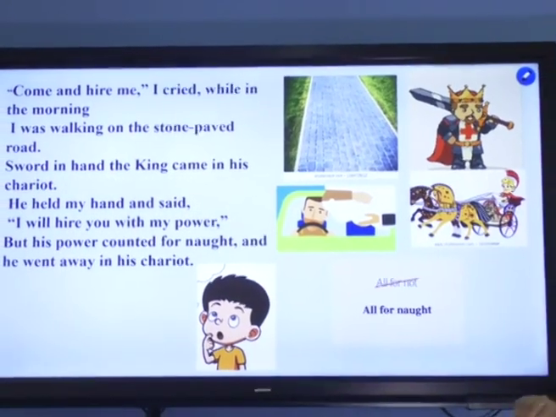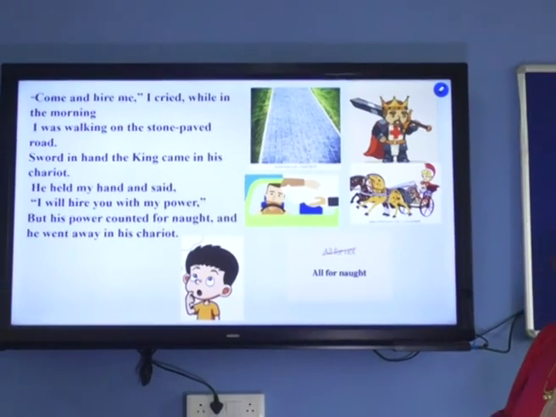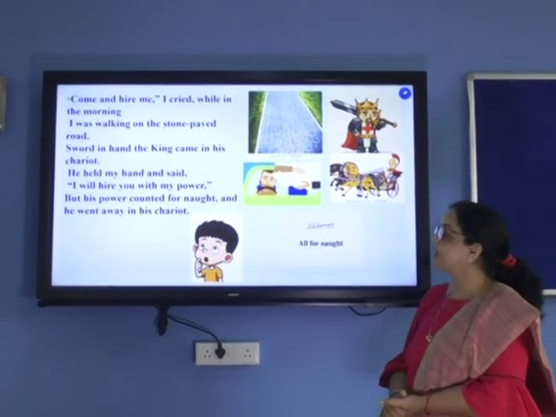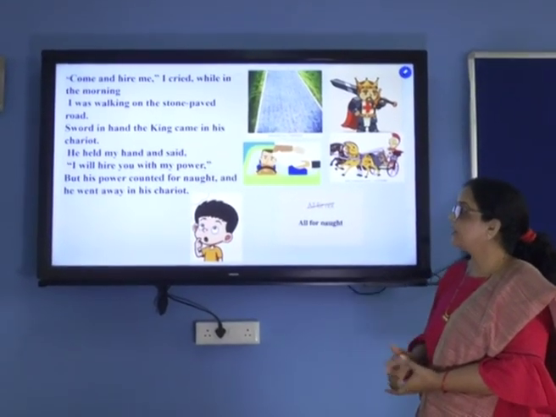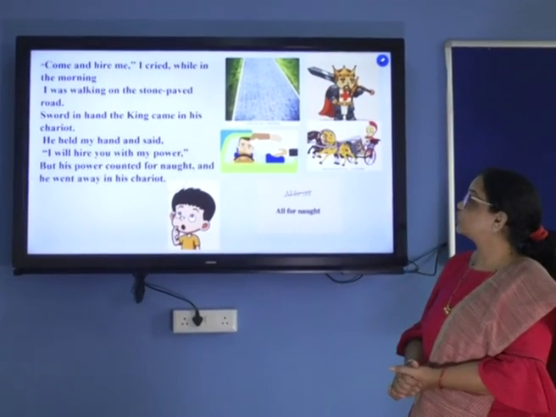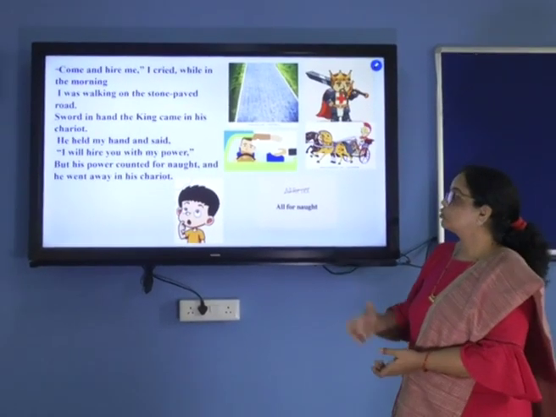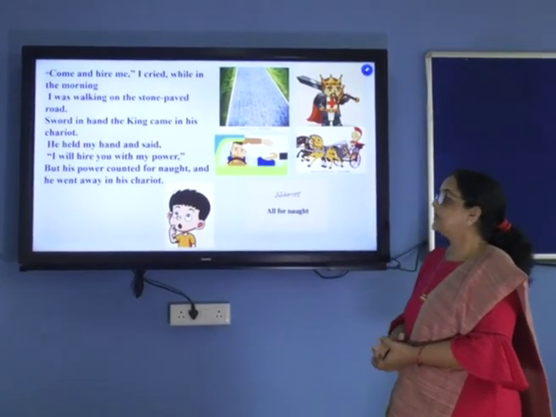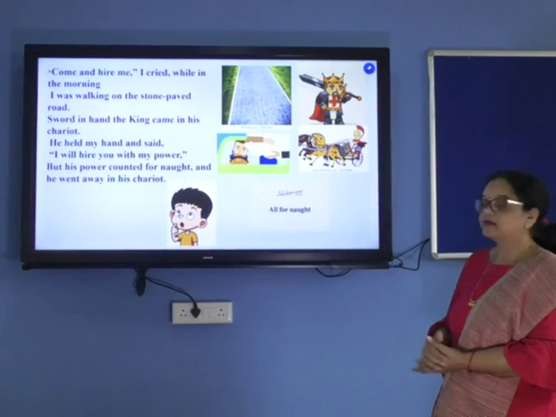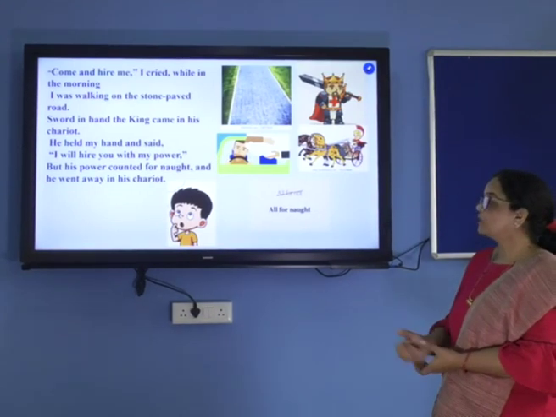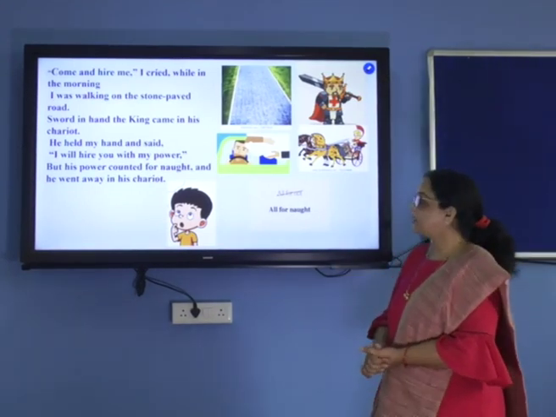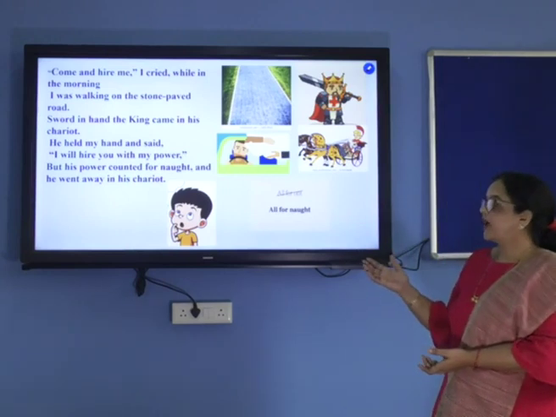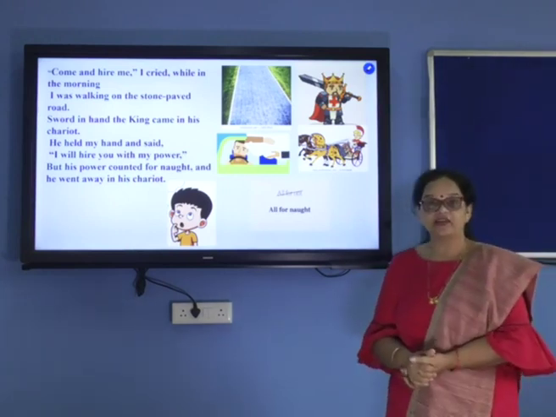Okay, let's start with the poem, the first verse. Come and hire me, I cried, while in the morning I was walking on the stone-paved road. Sword in hand, the king came in his chariot. He held my hand and said, I will hire you with my power. But his power counted for naught, and he went away in his chariot.